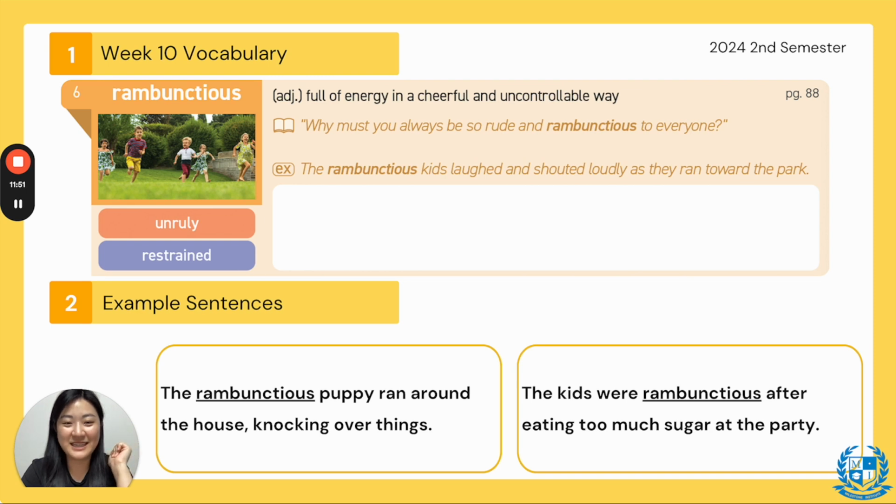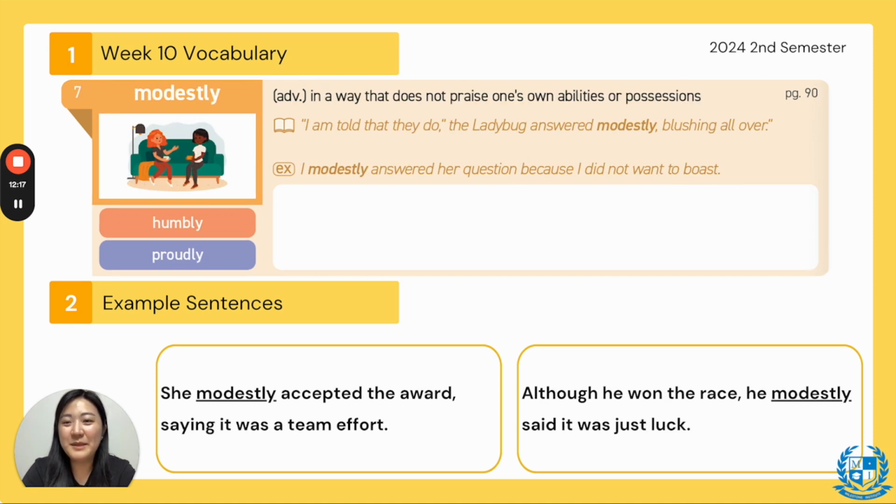It was chaotic. The next sentence says the kids were rambunctious after eating too much sugar at the party. Oh, it's October now, and what does that mean? Soon it is Halloween. And maybe you might get a bit too rambunctious if you eat too much candy and chocolate from Halloween. Yikes! Rambunctious. Number 7, everyone say modestly.